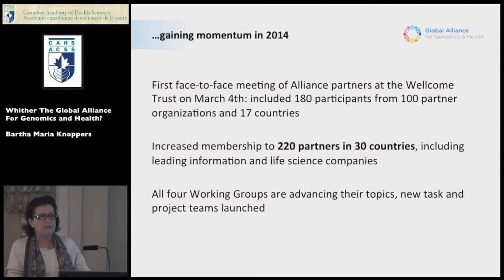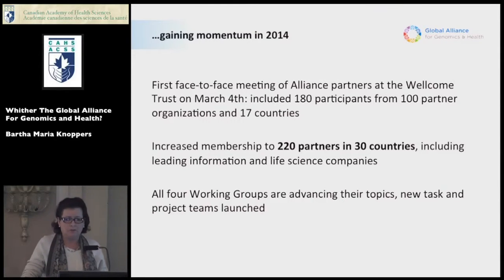Today, I keep forgetting what date we are, but somewhere in the middle of September, we have 220 partners in 30 countries. So from a fledgling sort of volunteer effort with no money, and there still is no money, these partners, including life sciences and informatics, Google, Amazon, IBM, GSK, forget the other pharmas, are in here. Now, there are only institutional partners: universities, institutions, research centers, hospitals, and so on.